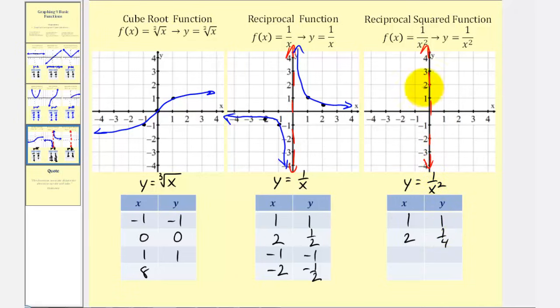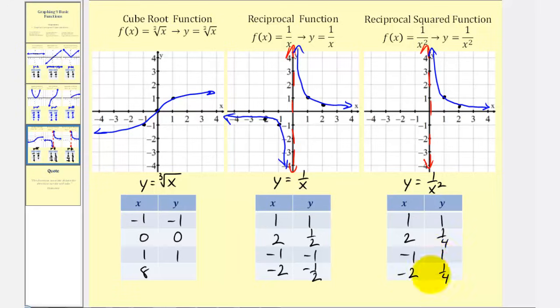Notice to the right of the vertical asymptote, this function decreases faster. So we have the point 1, 1 here and the point 2, 1/4 here. This piece looks like this. Notice when x is less than 0 or negative, y values will still be positive since we have x squared. So when x is -1, we'd have 1 divided by -1 squared, that's still 1. And then when x is -2, we'd have 1 divided by -2 squared, or 1/4.